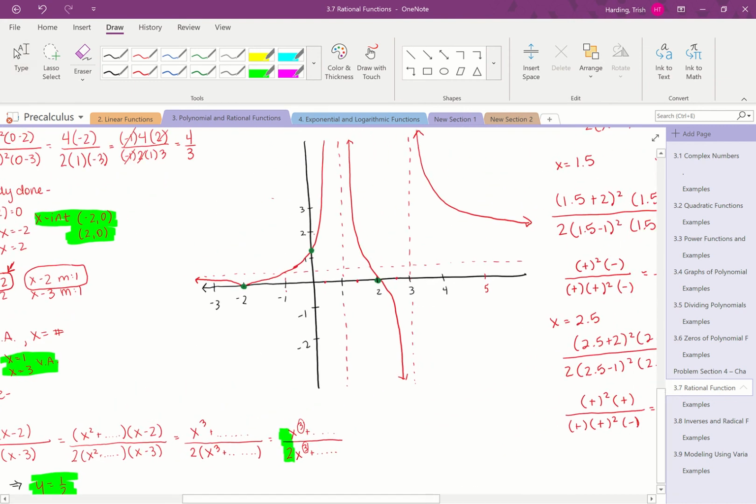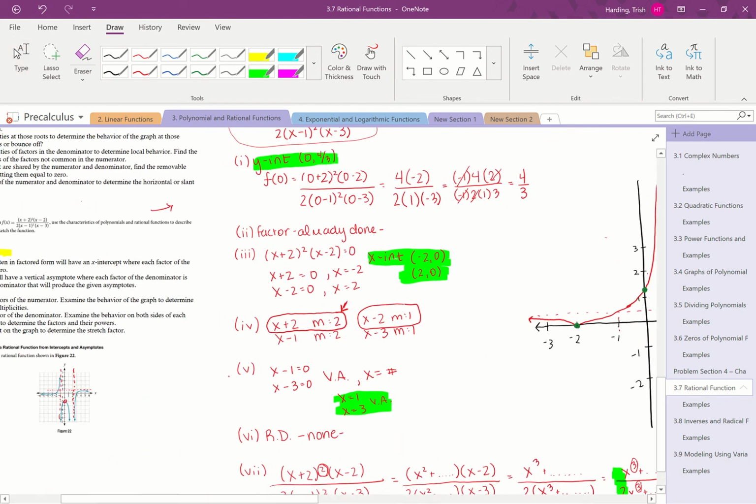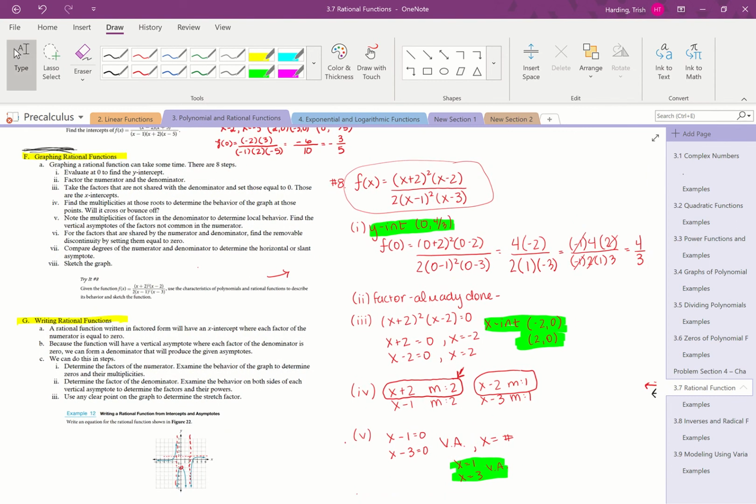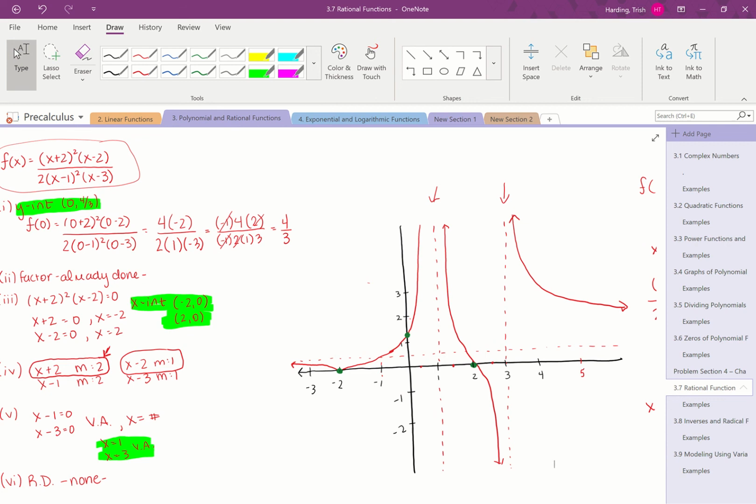All right, and of course, it's not always possible to necessarily get the graph maybe to look exactly right, because graphing these by hand is just notoriously difficult. So let me keep that graph in view. So our function is (x + 2)² (x − 2) over 2(x − 1)²(x − 3). And it should look kind of something like this.